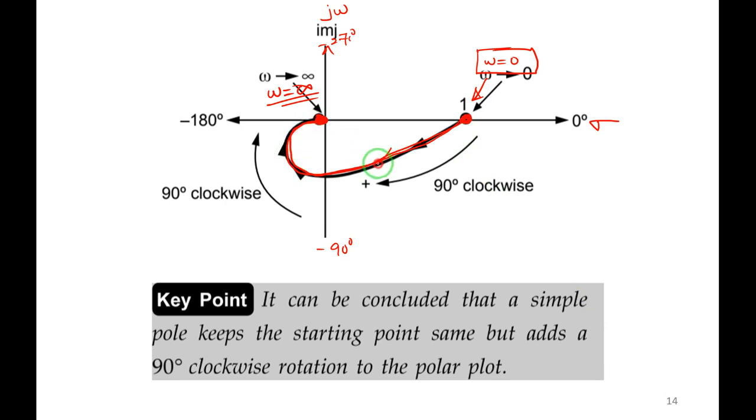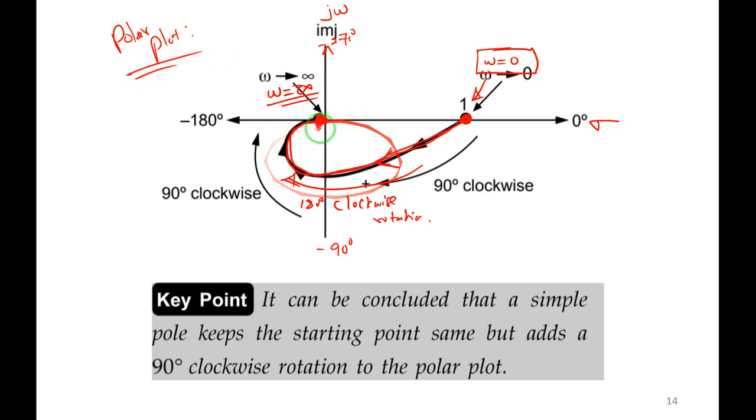So you show the arrow mark. So 90 degrees plus 90 degrees, totally 180 degrees clockwise rotation. So 180 degrees clockwise rotation. This is the polar plot. I hope you are getting it.